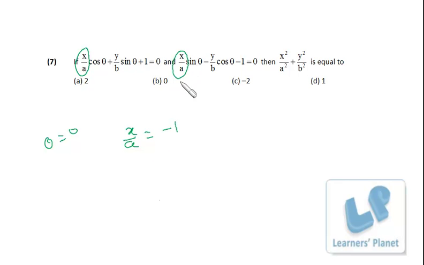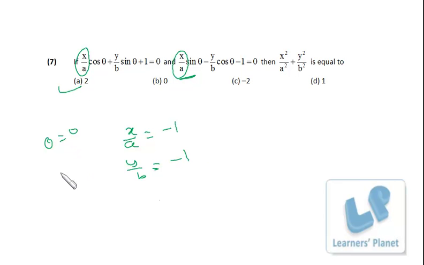And here this portion will be 0 because theta is 0, sin 0 is 0. So minus y by b cos theta minus 1 is equal to 0. Cos 0 is 1. So y by b is equal to minus 1, right? So x square by a square is 1 and y square by b square is also 1. So 1 plus 1, it will be 2 only, right?